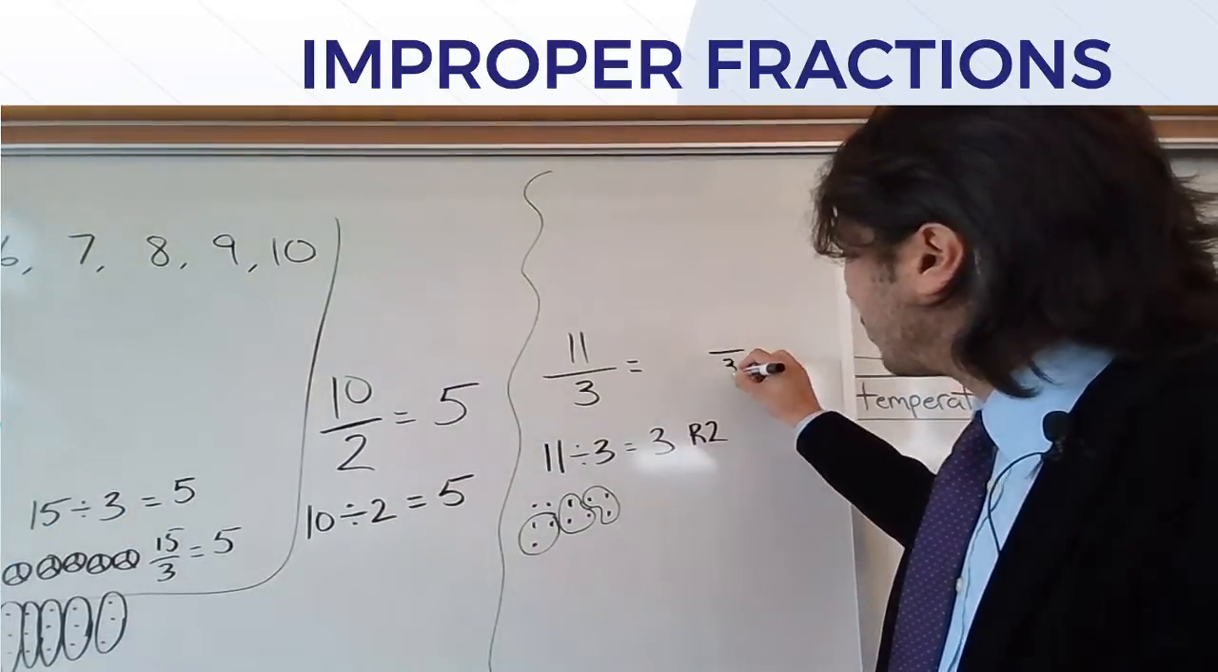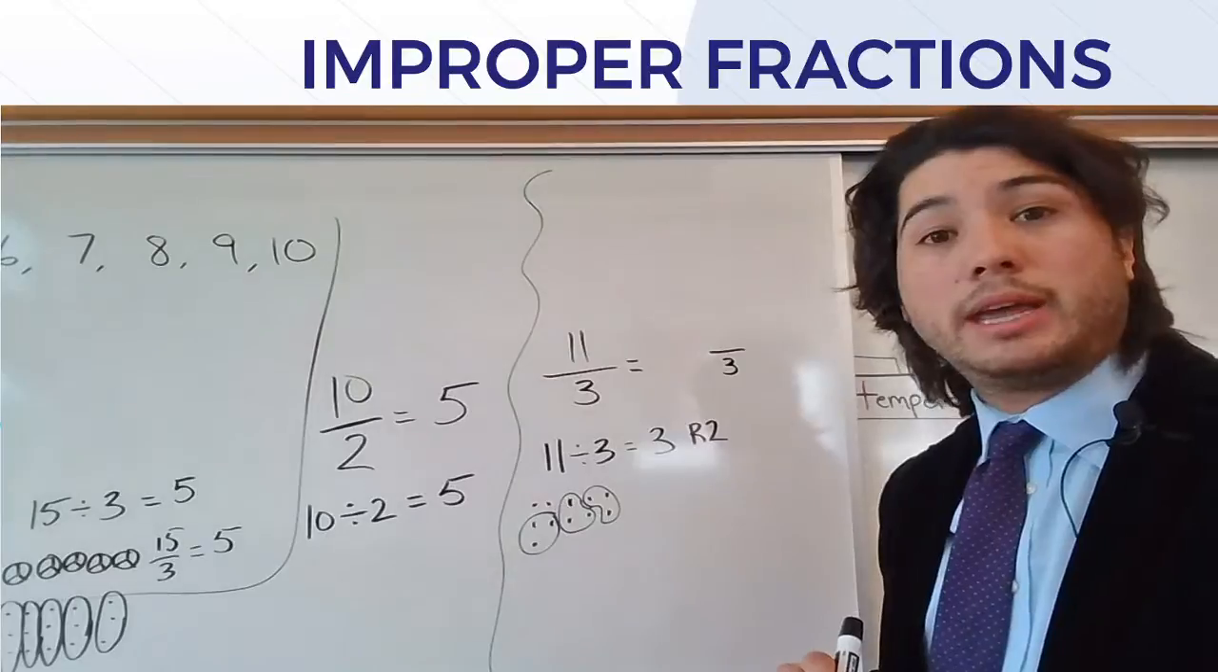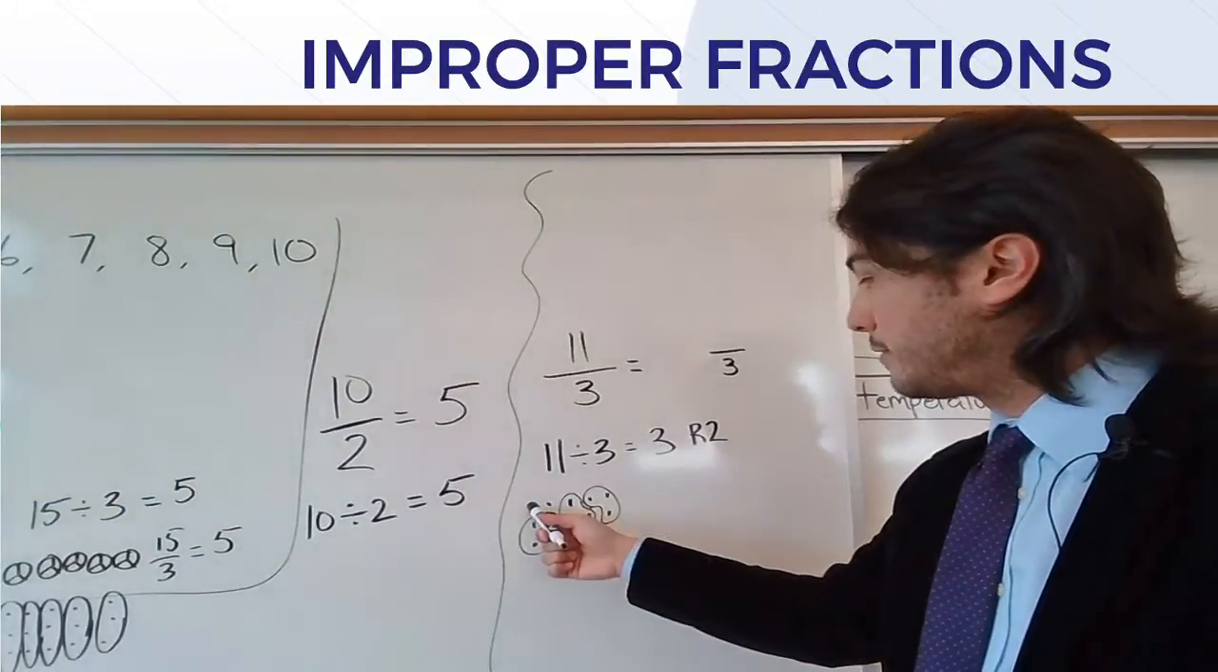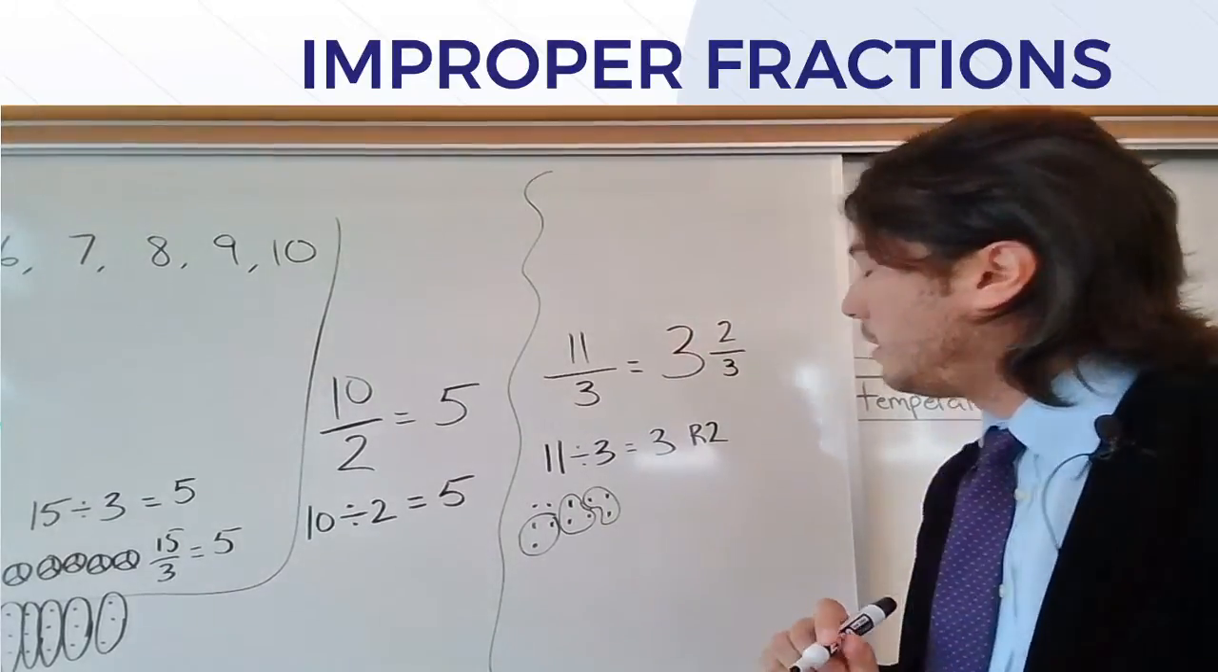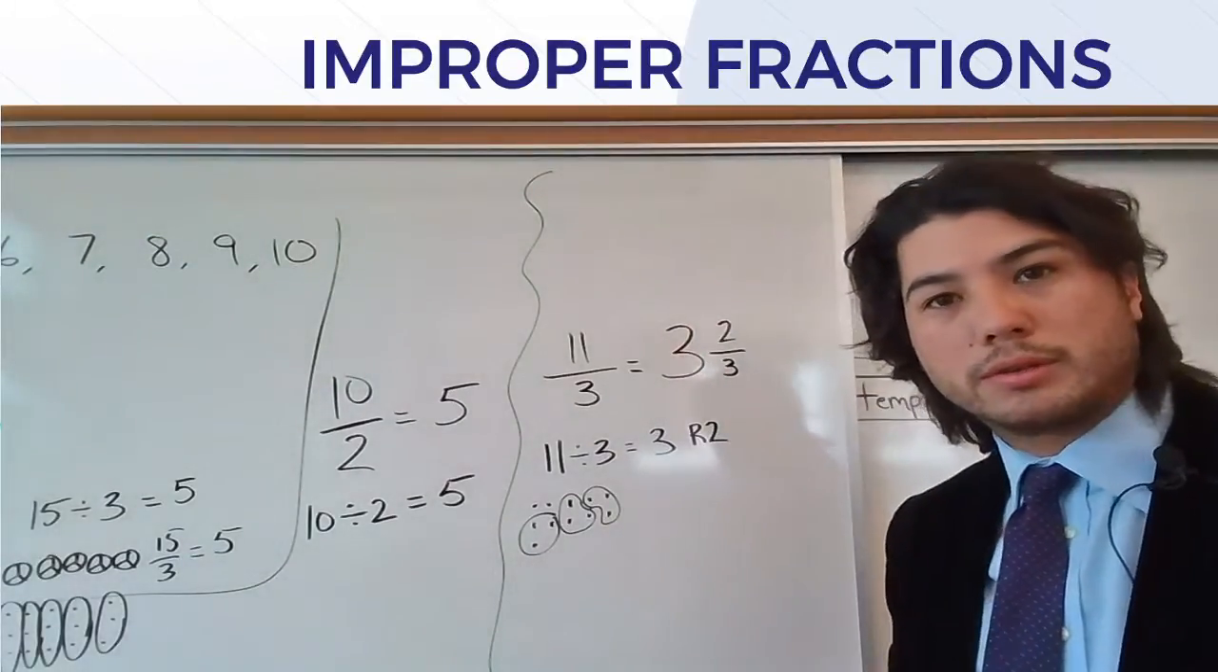So our remainder is going to stay in thirds. And how many thirds do we have left? We have 2. So we have 3 groups and 2 thirds.